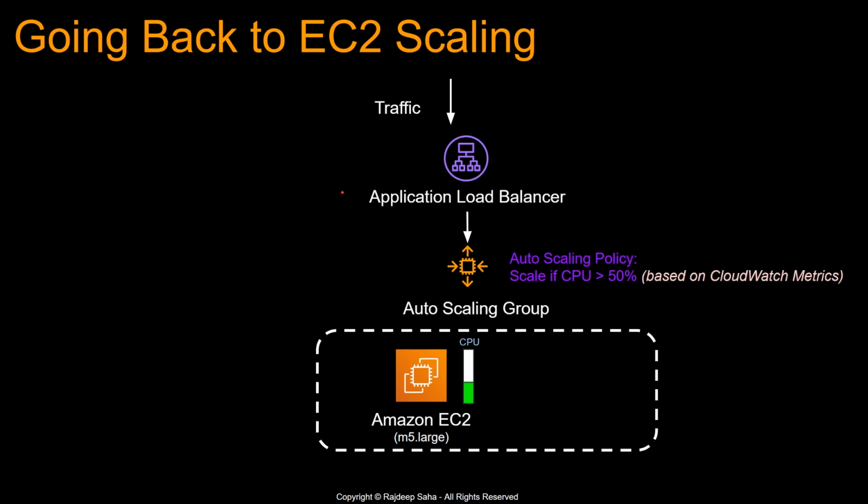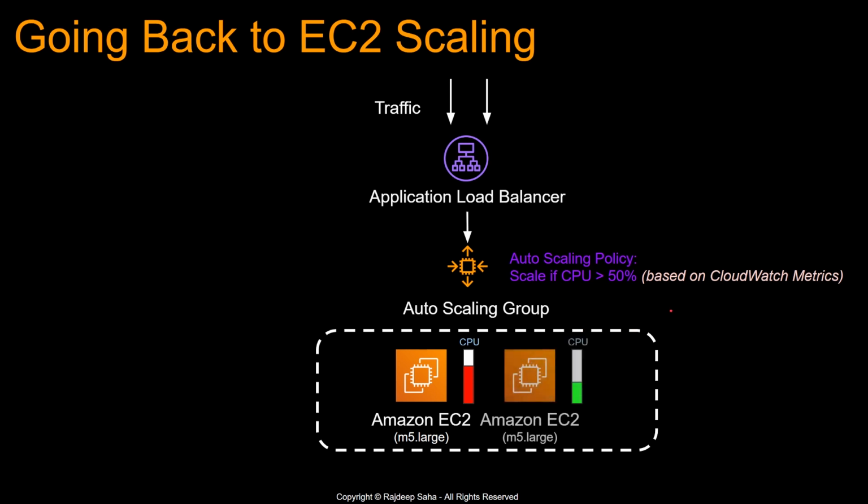So we have an application load balancer pointing to an EC2 autoscaling group. And the autoscaling policy is that the EC2 will scale if the CPU is greater than 50% based on CloudWatch metrics. So we are assuming some traffic is coming in. We have this single Amazon EC2 M5 large running and the CPU is around 30%. Now let's say traffic increases and the CPU for that Amazon EC2 becomes, let's say, 60%. So that is beyond 50%.